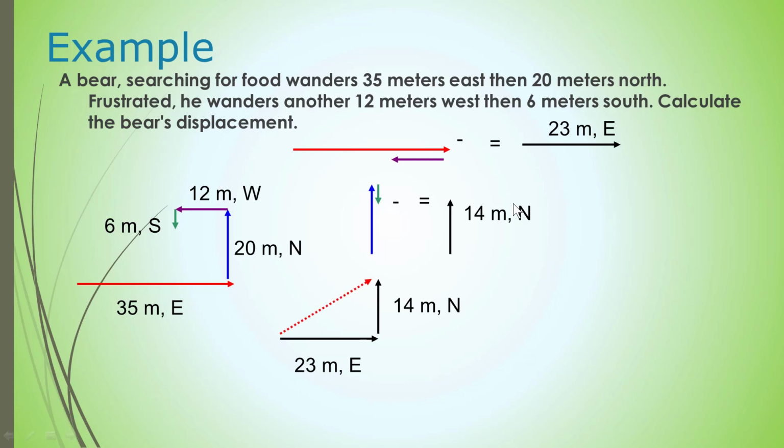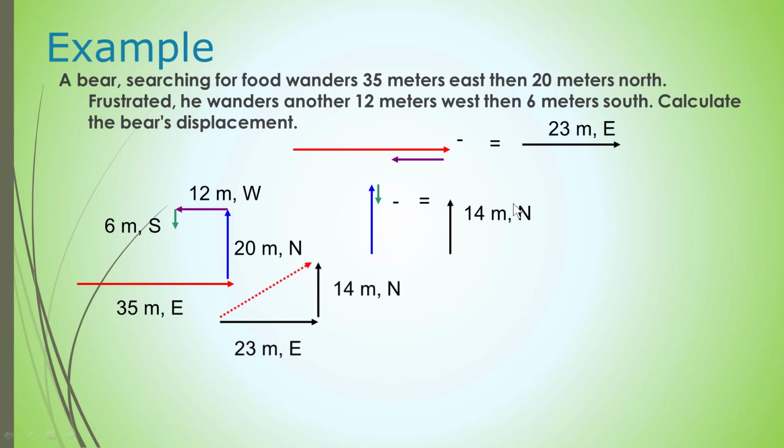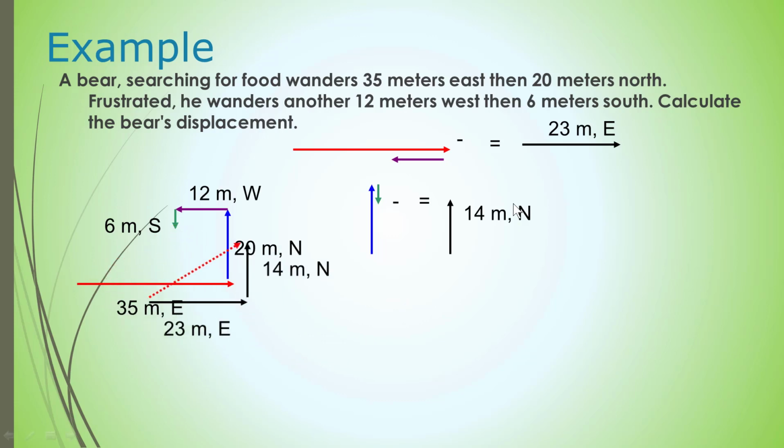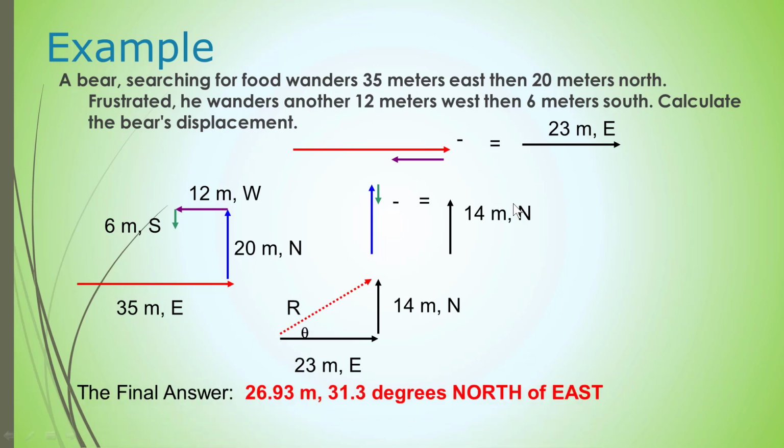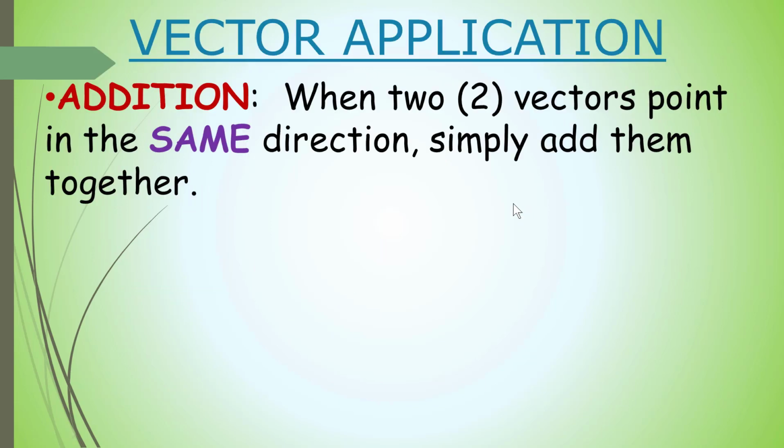We can simply add these two resultants and we get this resultant. So you can see, if we do it directly, the same resultant is obtained. So you can follow whatever steps you want. You can do it directly or you can follow these steps. The resultant will be the same with some angle. So here we have 26.93 meters, 31.3 degrees north of east. So this is the resultant.